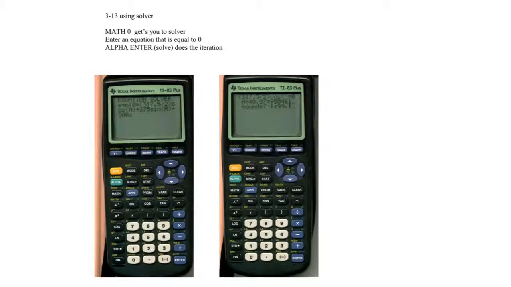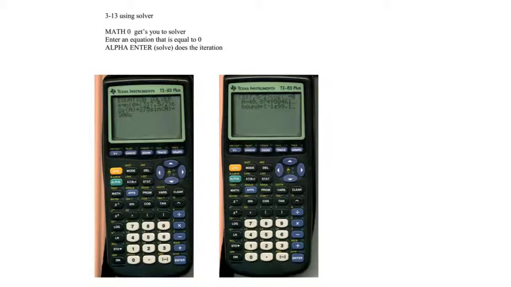So again, if you look at Blackboard, you can see how to use the solver. But again, this video is not intended to teach you how to use the solver, but to show you that it's powerful and that it is important and a good tool for you.